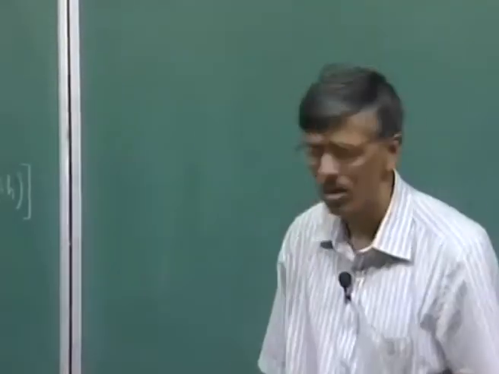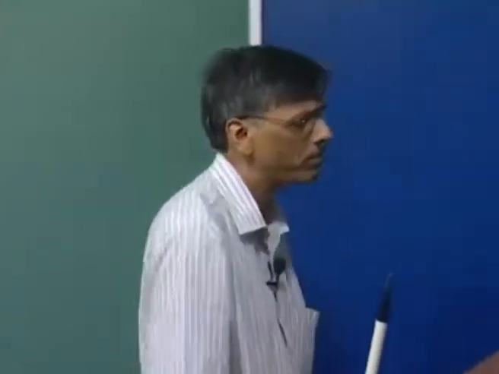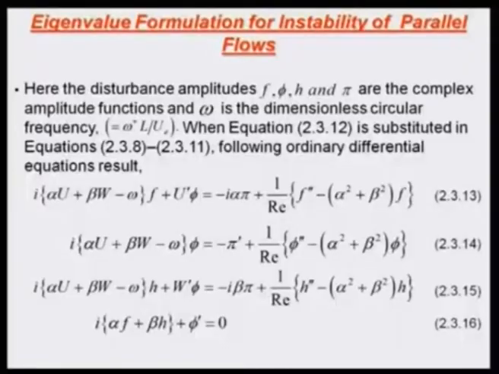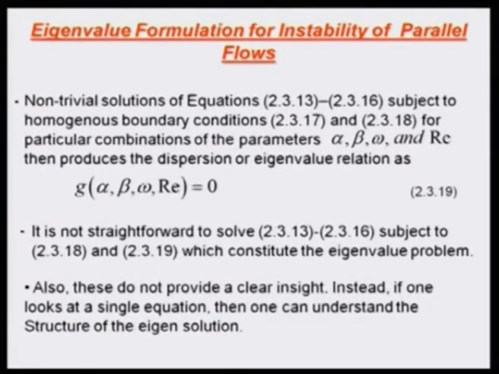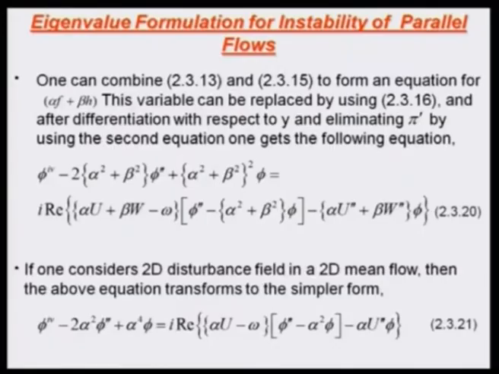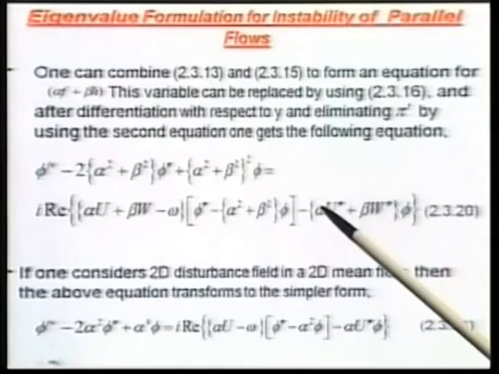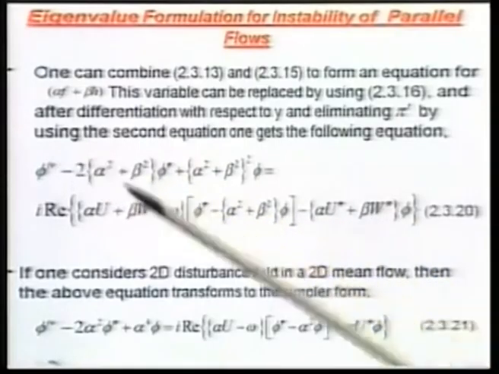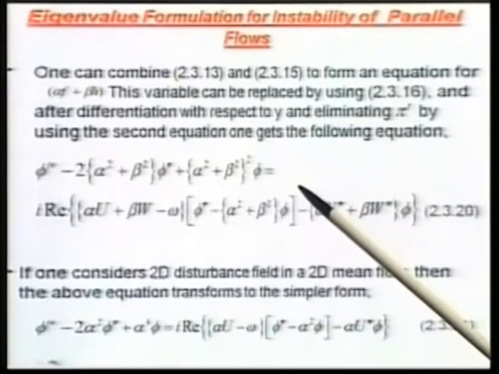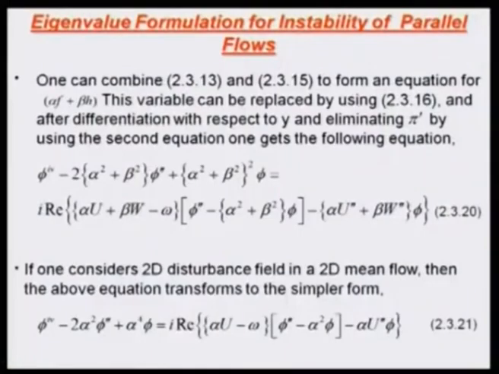So, in this process we get the following equation. We do get this equation. If we do that, we get this equation. So, this is a fourth order ordinary differential equation for phi. So, this is a general form that we have written down.